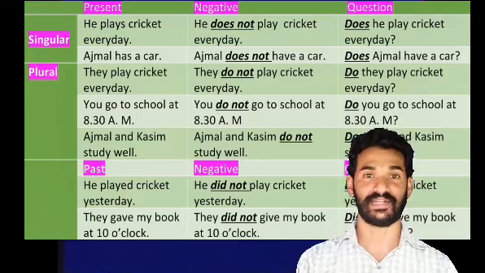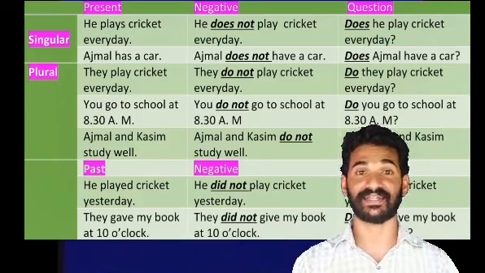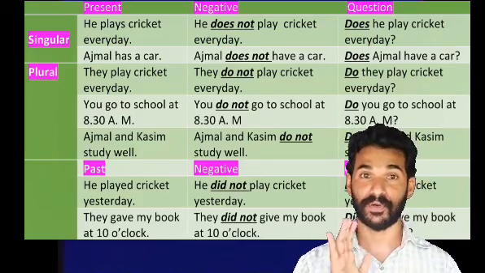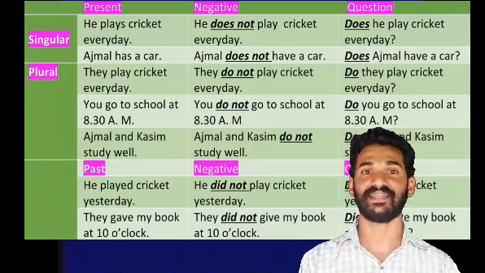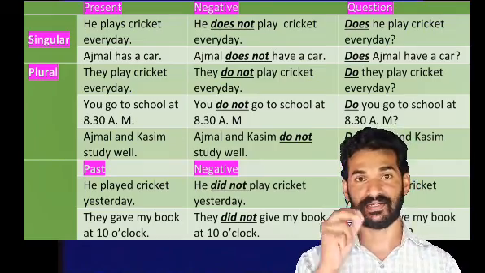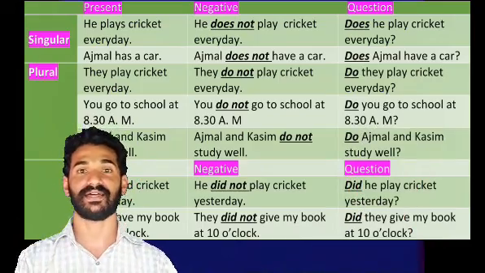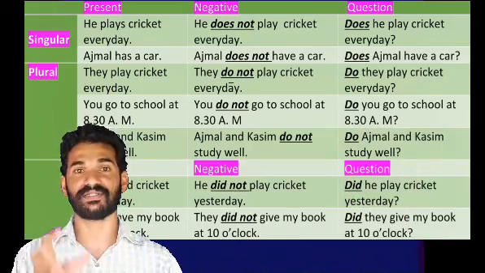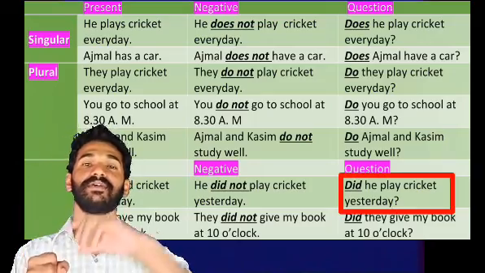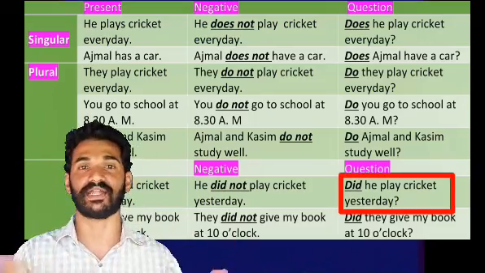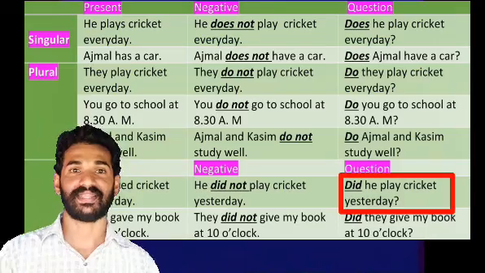Negative of wrote, did not write. Negative of started, did not start. Negative of pushed, did not push. Did you understand? So we have to use did not play. He did not play cricket yesterday. And for a question, take the did from there and place it in the beginning of the sentence. Then it will turn into a question. Alright?